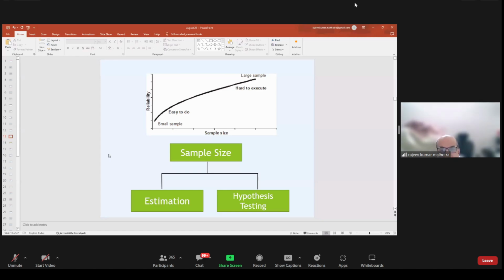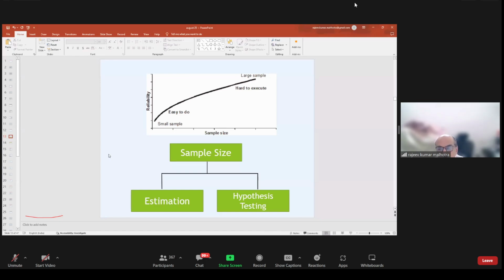Now, for sample size we have two methods for two areas. First is estimation, and second is hypothesis testing. In estimation, we just estimate the parameter. We are not comparing the parameter to some other population or other values. This method is generally applied in surveys to find out the prevalence, or in descriptive studies. Second is hypothesis testing.